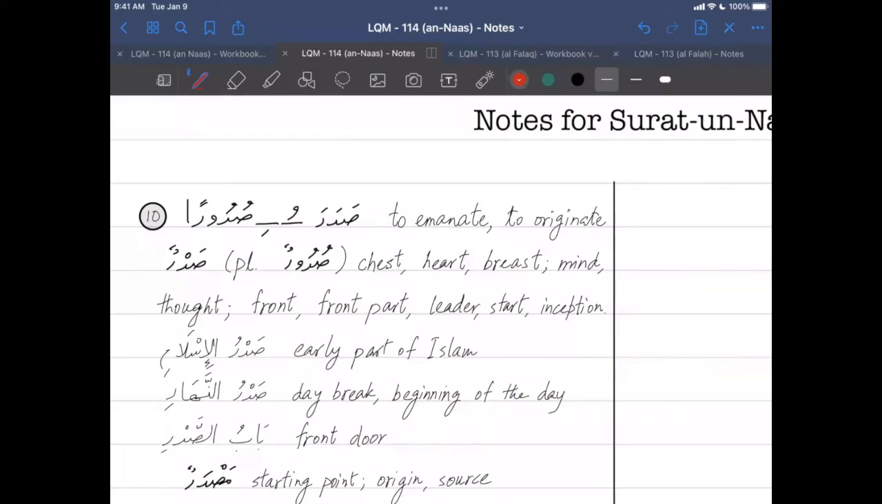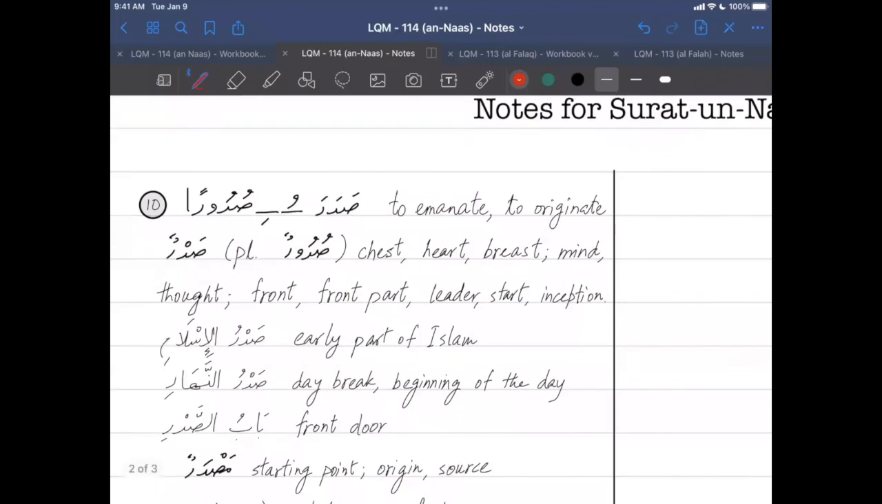The word sadr with a sukoon on the dal, sadrun, and plural sudur, means the front part, the chest, the heart, the breast, the mind, and also has the meaning of thought. It also means the front part, leader, start, inception. Some usages in regular Arabic are Sadrul Islam, the early part of Islam, or Sadrun Nahar, the daybreak, the beginning of the day, or Babu Sadr, the door of the front. In other words, in English, the front door.